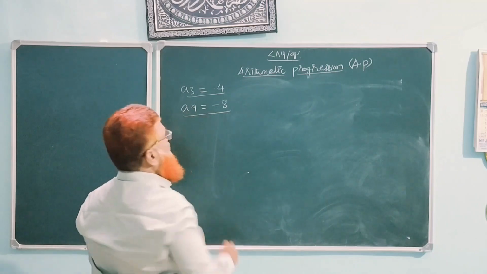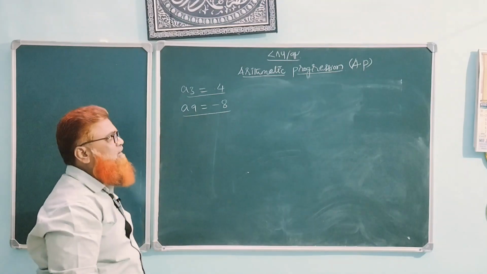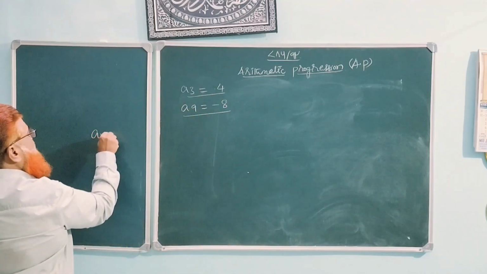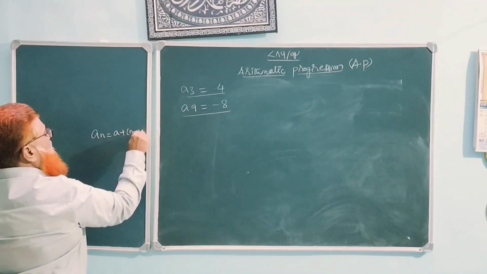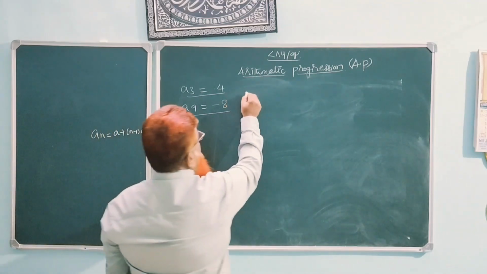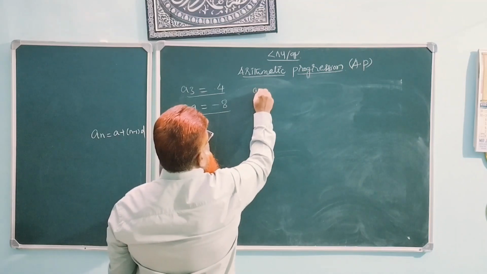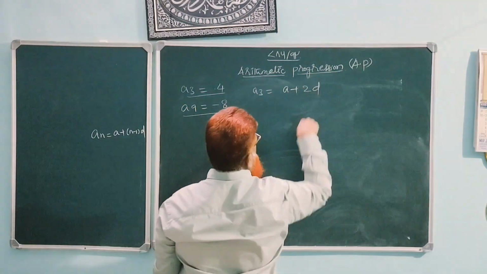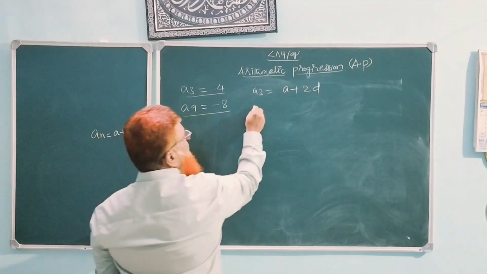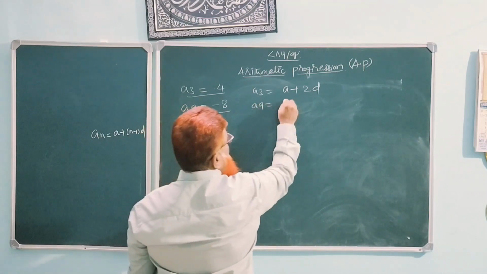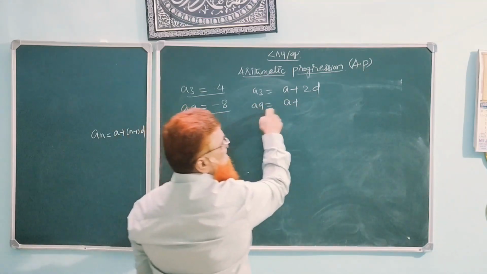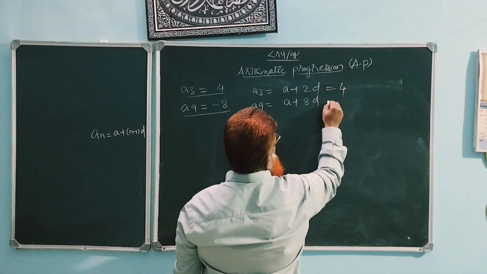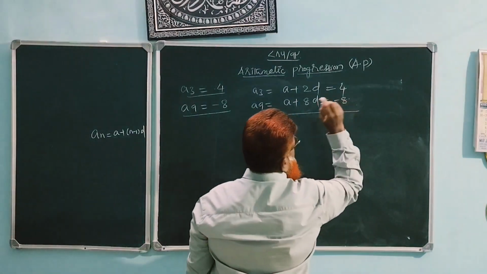A3 is equal to 4, A9 is equal to minus 8. How do you write An? Generally we write An is equal to a plus (n minus 1) into d. Following the same thing, A3 can be written as a plus (3 minus 1) d, that is 2d. Similarly A9 is equal to a plus, what is n? 9. 9 minus 1 is 8d. And it is given respectively that A3 is equal to 4 and A9 is equal to minus 8.